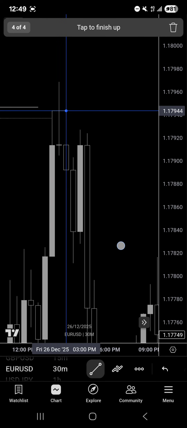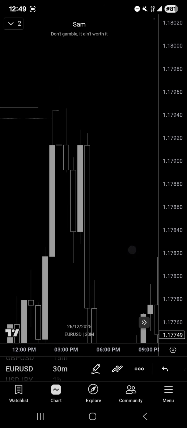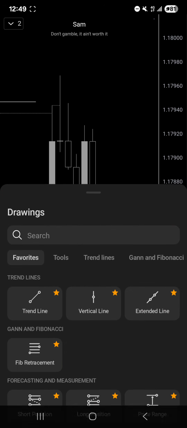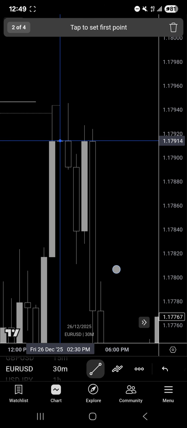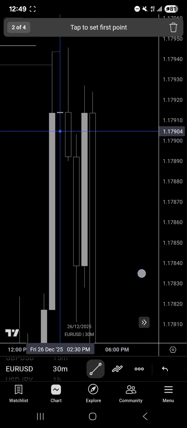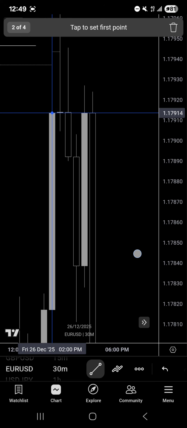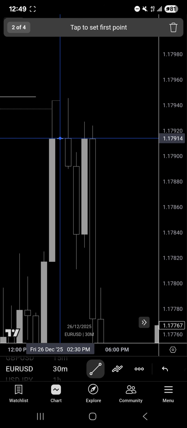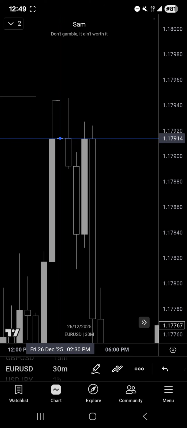This is a high that was swept. Price swept that high, and then it was supposed to create a resistance, but as you can see, this candle closed as a bullish candle, so it did not close as a bearish candle. Assuming it closed as a bearish candle, that would have created a resistance for me to be confident enough to take a sell, but it closed as a bullish candle, so I was not confident in this sell. That was why I did not take it immediately.